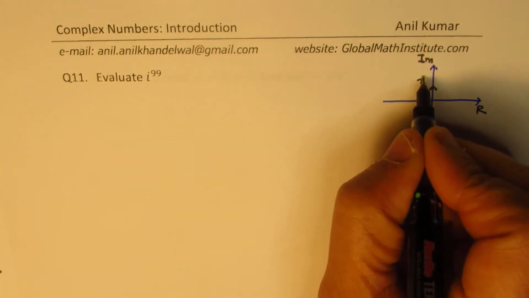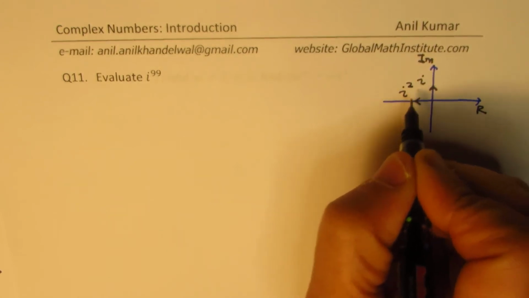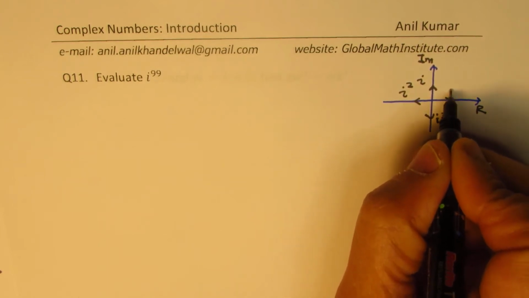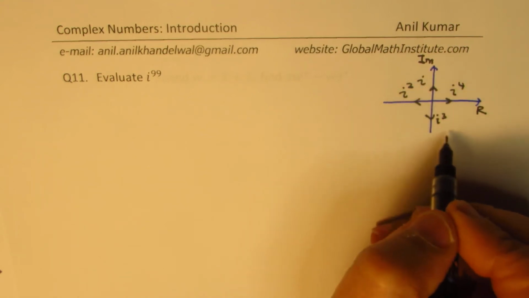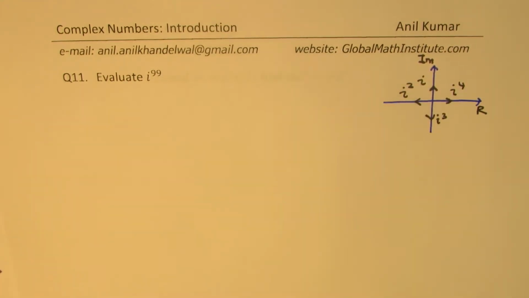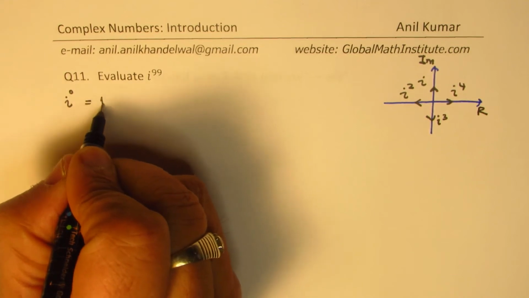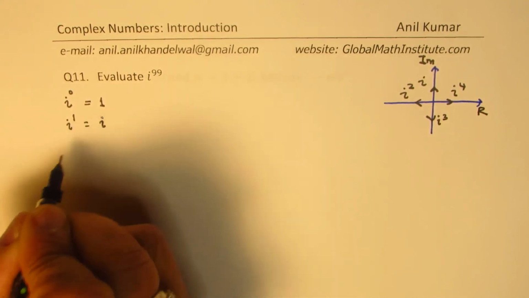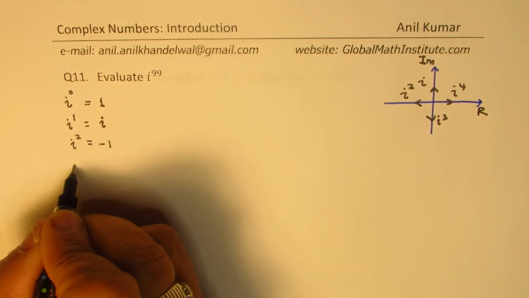That is i, imaginary. And then this is i square, and this is i cube, and that is i to the power of 4. As you multiply, it kind of circulates. It's like a circular function. So what I'm trying to say here is that i to the power of 0 is 1, i to the power of 1 is i, i square is minus 1.